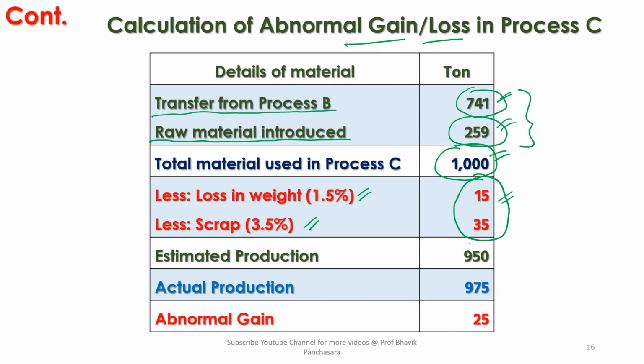So here estimated production for process C is 950 ton, whereas the actual production is 975 ton. If we compare, we can see that actual production is higher than estimated production. So the difference of 25 ton is abnormal gain.